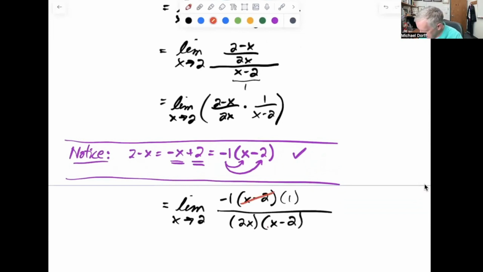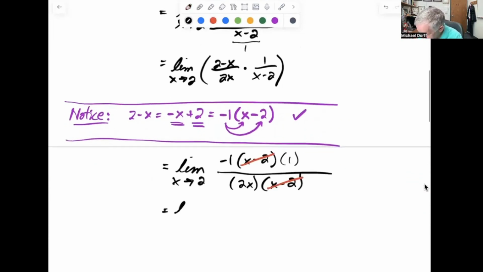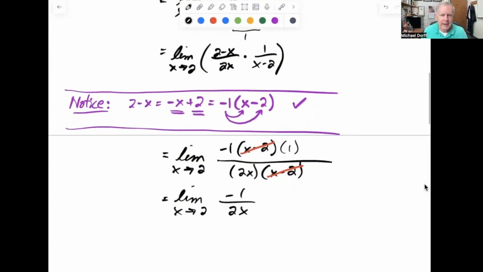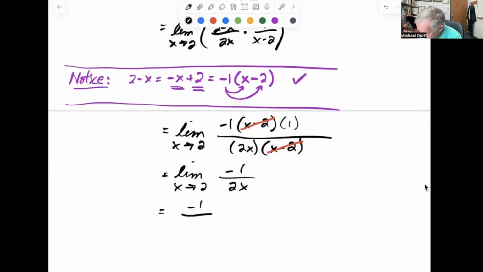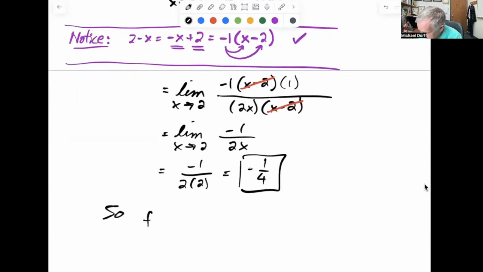I can cancel those out, and I can then rewrite this as the limit as x goes to 2 of -1 over 2x. Since I've canceled out my x minus 2, I'll do my direct substitution again. When I plug in x equals 2, I get -1 over 2 times 2, which is -1/4. And that's my answer. So the derivative at 2 is -1/4.